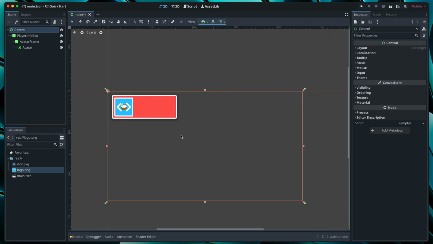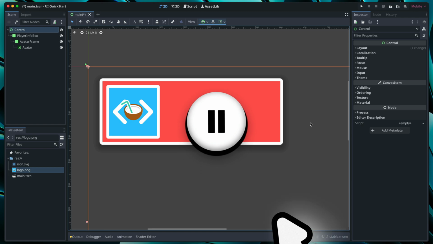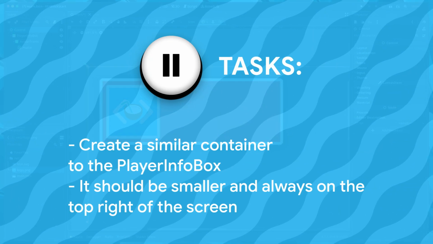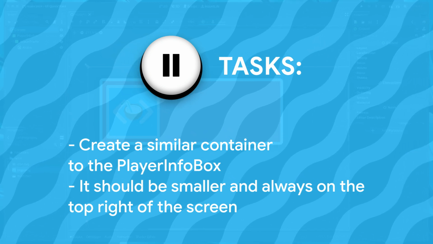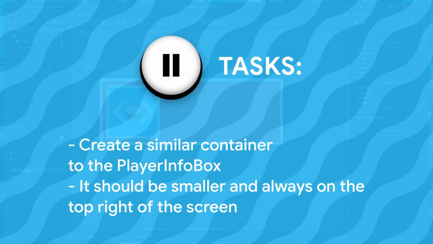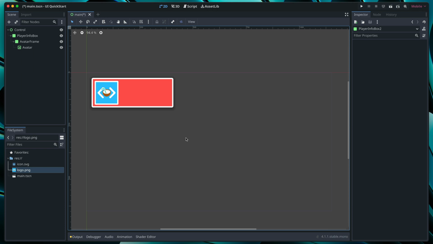Before moving on, let's prepare a similar frame for our coin container. As an exercise, here is a task. Create a similar container to the player info box. It should be smaller and always on the top right of the screen. Pause the video and try it now. Alright, hope it went well.